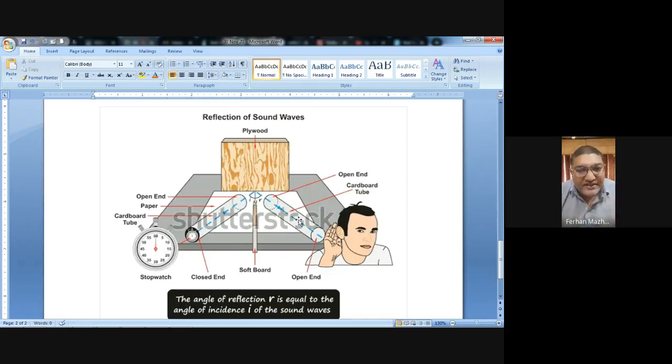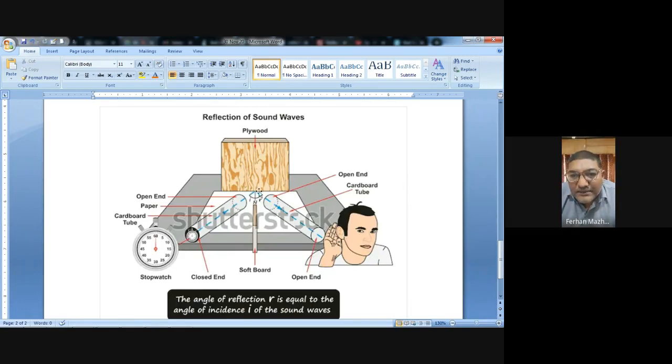Then you join these two dots with a straight line until that straight line joins the plywood. It meets the plywood wherever the plywood was, and then join these two dots for this pipe with a pencil and a scale with a straight line. Join them till it joins the plywood.